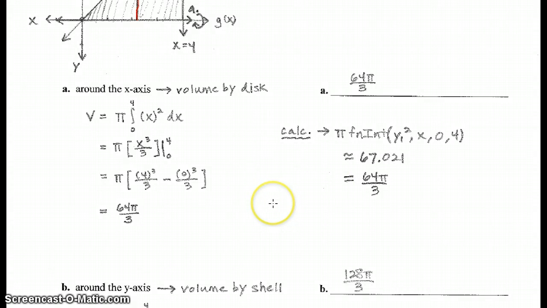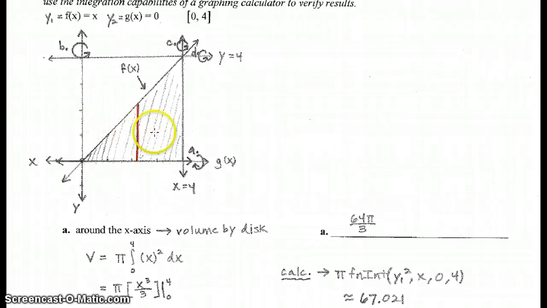Part B asks us to revolve this region around the y-axis. Instantly, we should be thinking shell method because the y-axis is vertical. The shell method is based on the geometric formula 2 pi times the radius times the height times the width. So 2 pi will go in front of our integral. We'll still integrate from 0 to 4 because those are the x values of our region.